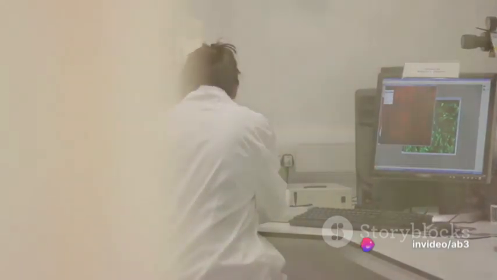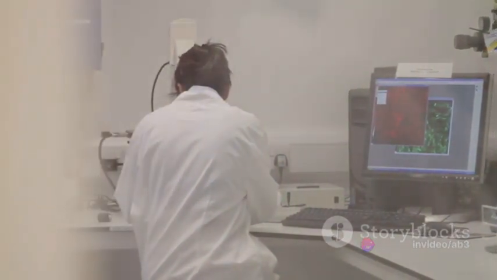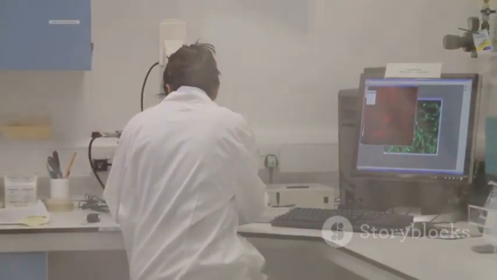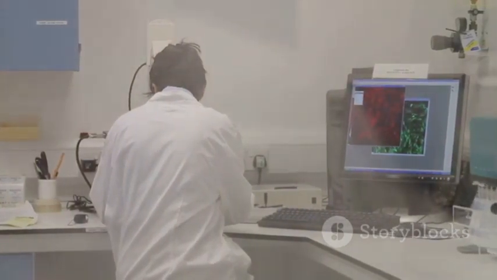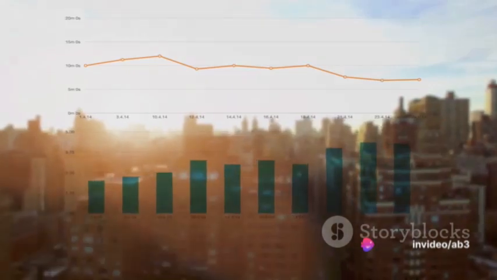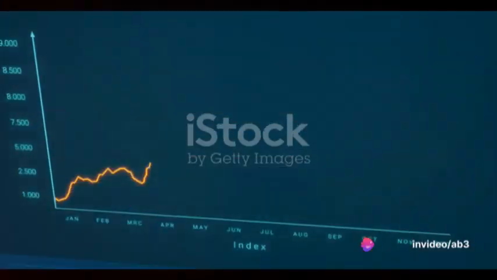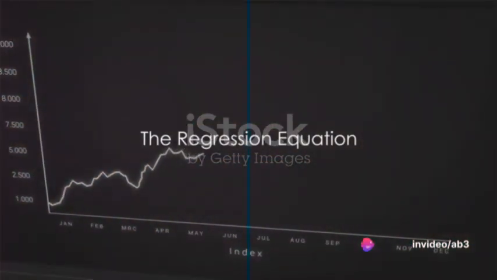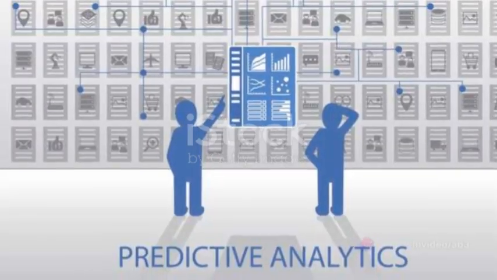So before you jump into a simple linear regression, take a moment to identify your dependent and independent variables. Understand their roles and how they might interact. Identifying the dependent and independent variables is the first step in simple linear regression. But how do we make these predictions? Well, we turn to our trusty regression equation.